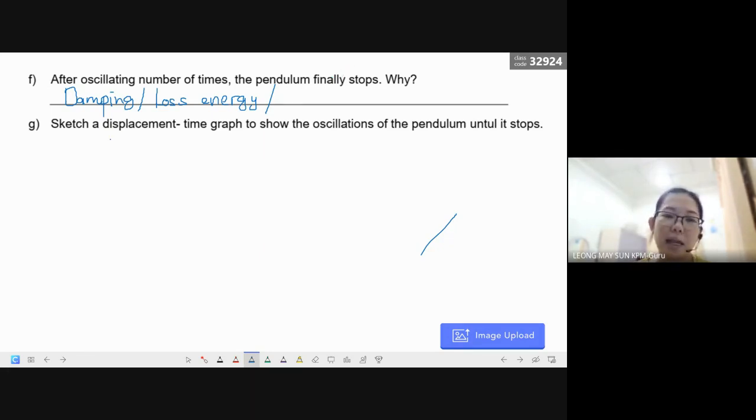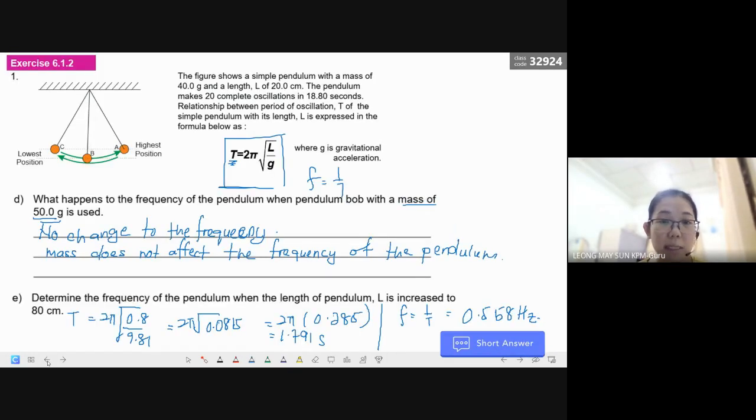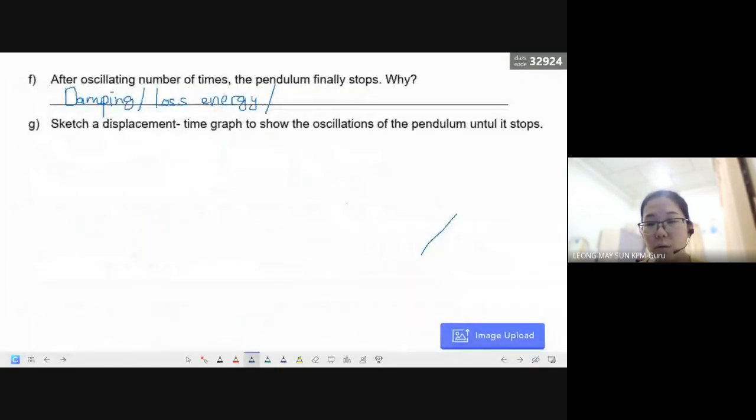Then sketch a displacement-time graph to show the oscillation of the pendulum until it stops. So here, use back the picture that we had just now, and try to sketch or show me your oscillation. I want to see the damping graph that you drew just now.